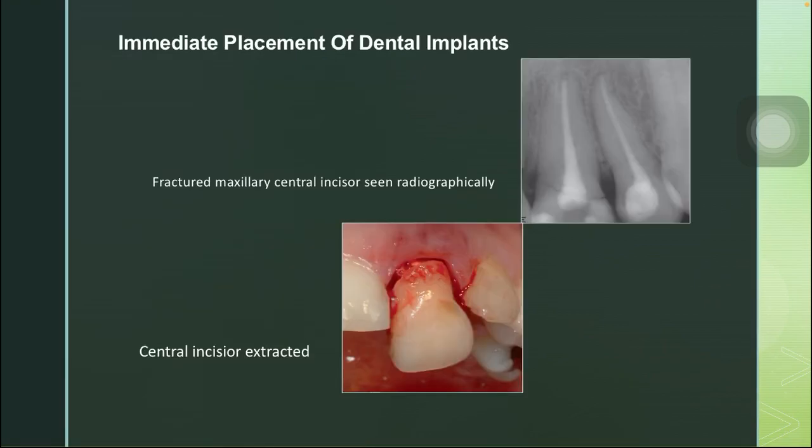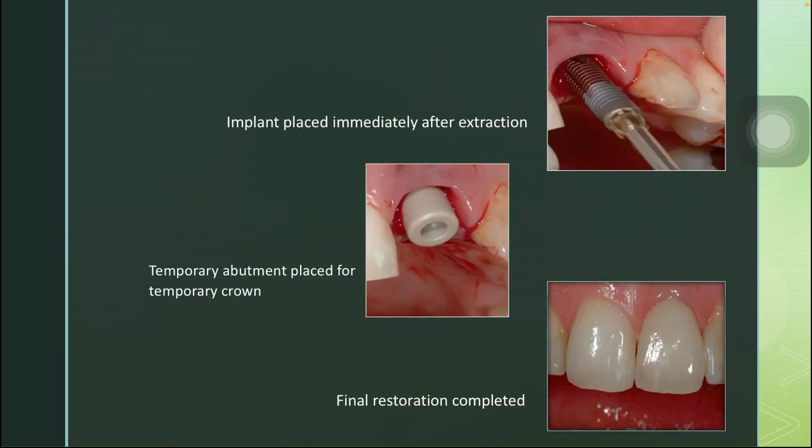Immediate placement of dental implant, as in this picture in the top right, fractured maxillary central incisor seen radiographically, and this is clinically after extraction. Implant placed immediately after extraction, temporary abutment placed for temporary crown, and final restoration completed.